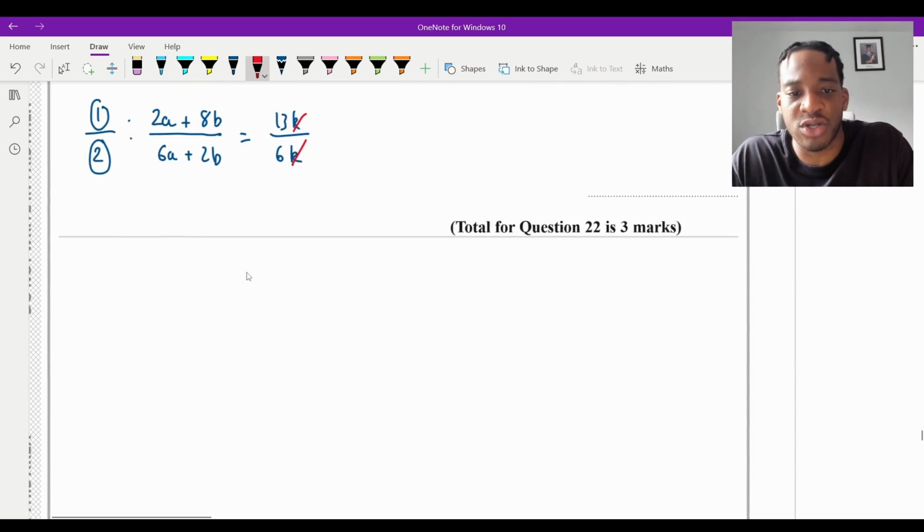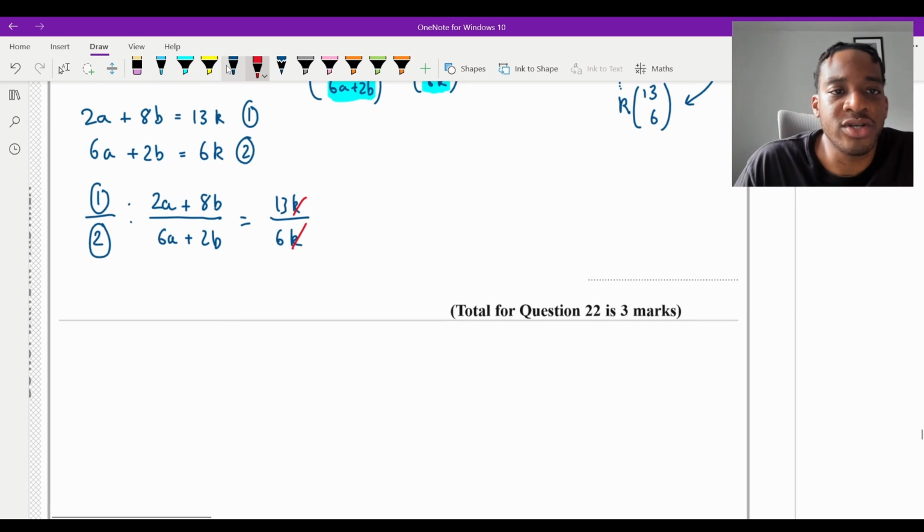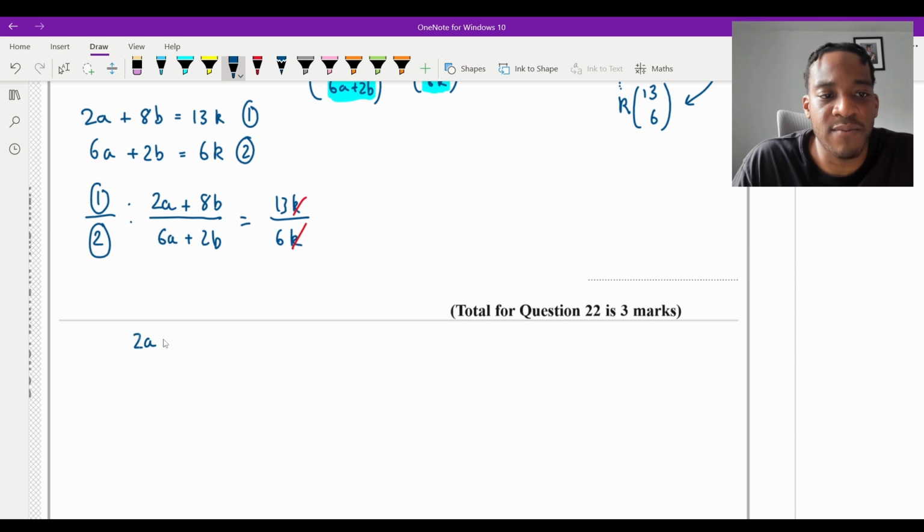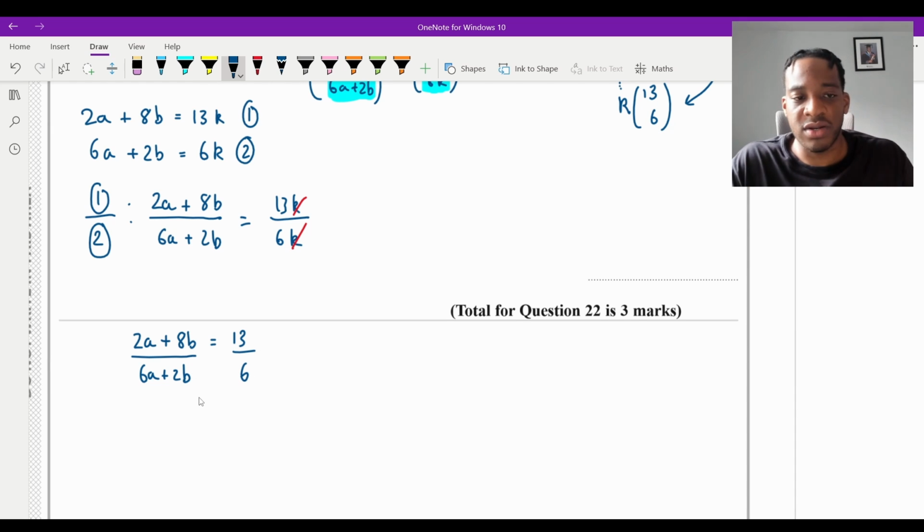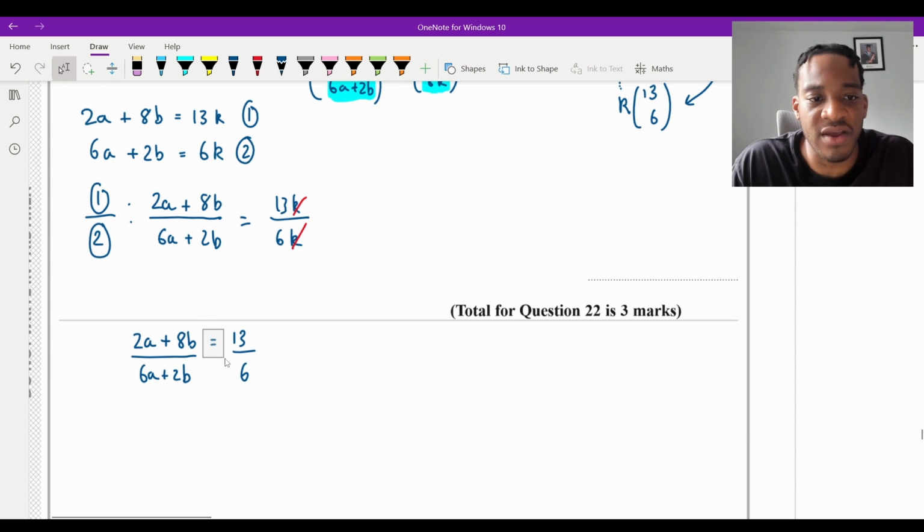So I'm just going to do it here. I've got room here. So it's now just going to be 2a plus 8b is equal to 13, and then divided by 6a plus 2b divided by 6, isn't it? So now, just like with the other question, we have an algebraic fraction because we've got letters a and b. You want to get rid of the fractions.